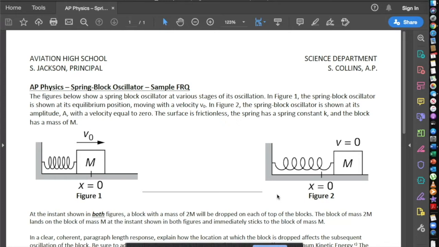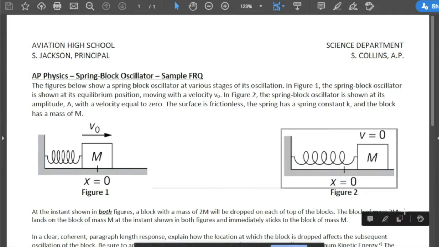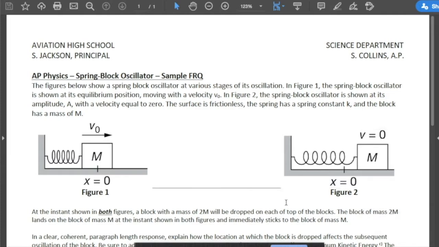So on the AP test, many years ago, there was a question about one block being dropped on top of another block and sticking at the position shown in figure 2. And on the simple harmonic motion test at the very end of the year, shortly before the AP test, I had my students take a test with a multiple choice question about the block being dropped on top of the other block at the amplitude. A lot of them got it wrong, and I said, hey guys, I think this is going to be really important. They haven't asked a simple harmonic motion question in a while. You should be prepared for it.